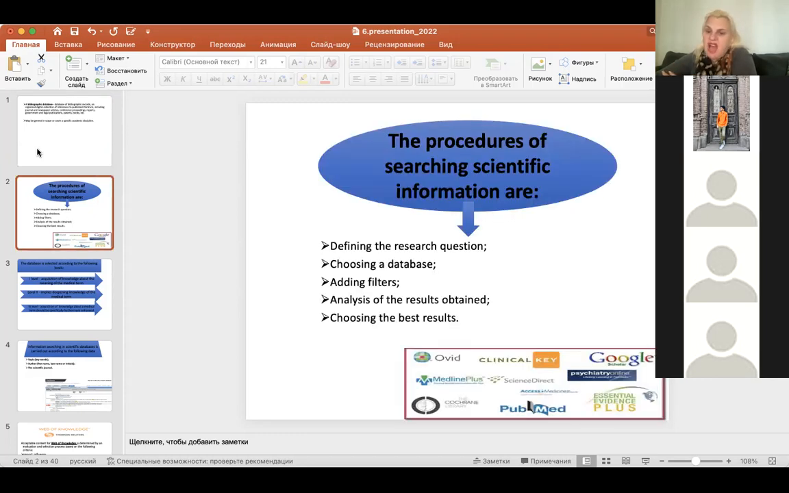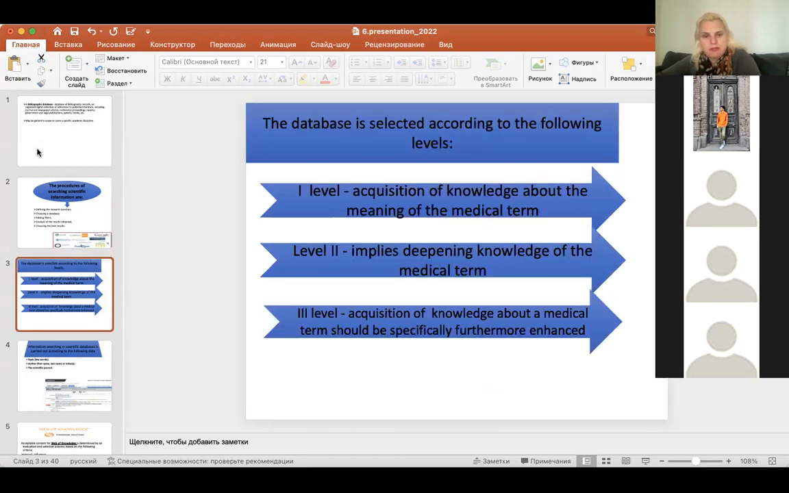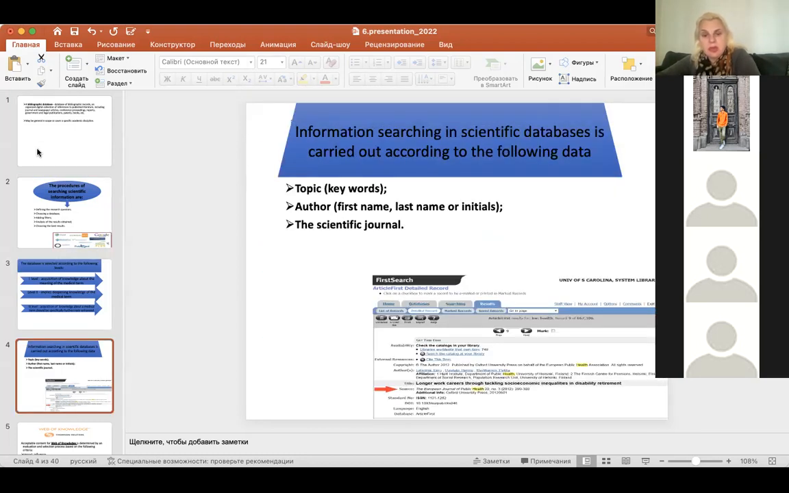Procedure of searching scientists. You should show your screen, and you can search articles in PubMed or another database. In the next week, you should know about information searching in scientific databases.